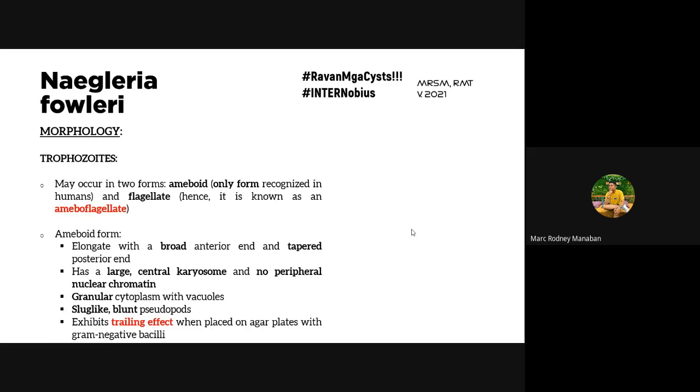So trailing effect means the movement on the surface of the agar, okay? Because it moves within the agar, on the surface of the agar. So, trailing effect on agar plates that contain gram-negative bacilli.